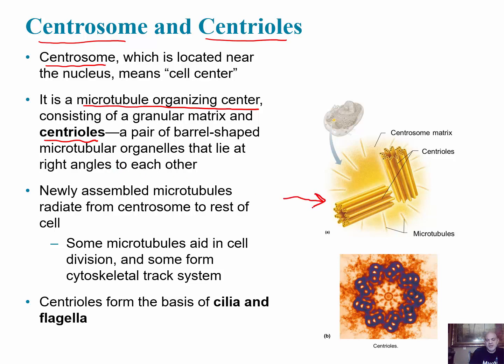So there's an image or a drawing of them, and there's 2 of them lying at 90-degree angles. Here, a new assembly of microtubules radiate from the centrosome to the rest of the cell. Some microtubules are going to aid in cell division, as I mentioned earlier, and some form cytoskeletal tract system where those motor proteins move along. The centrioles is also going to form the basis for structures called cilia and flagella, which are going to be extensions that extend outward from the cells. So these centrioles would be the basis of those structures.